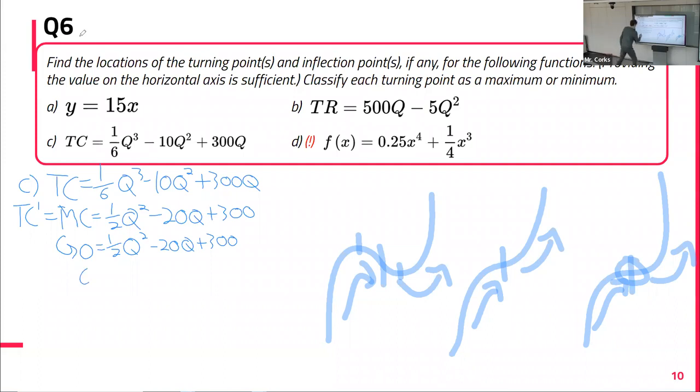Okay, so we'll factor out the 1/2. So q squared minus 40q plus 600. Yes, thank you, 40q. So the way that we did these before, it won't always work, but we can try sum-product.